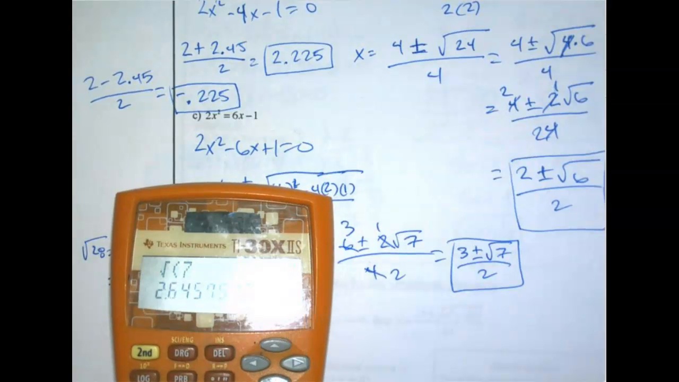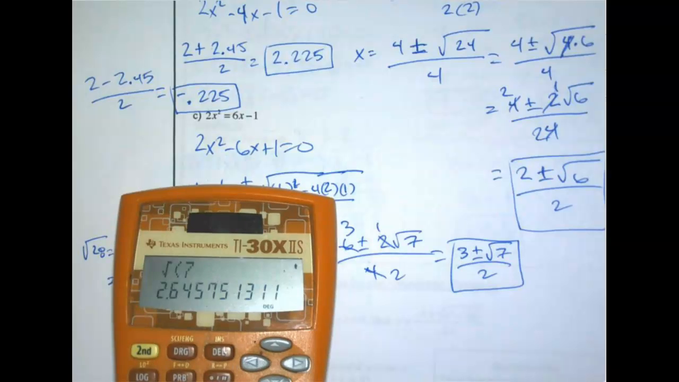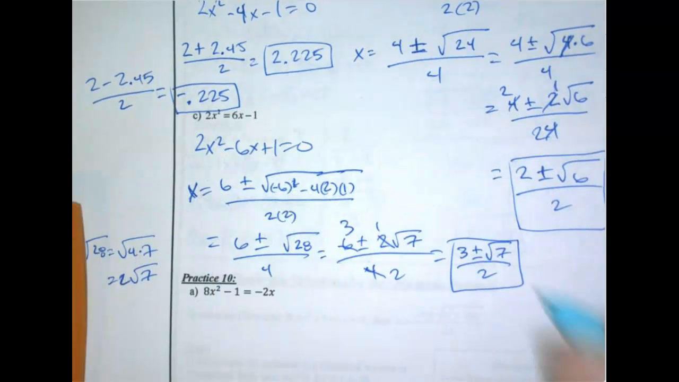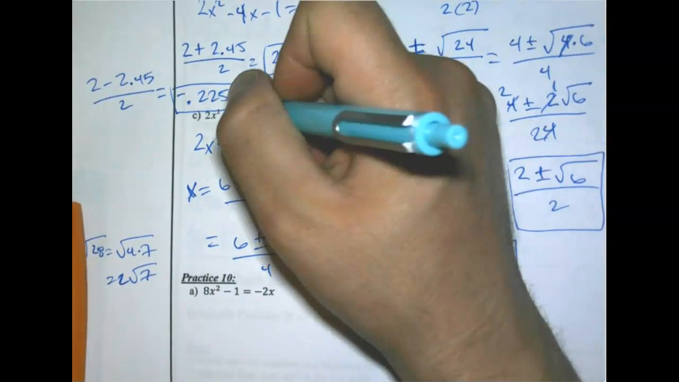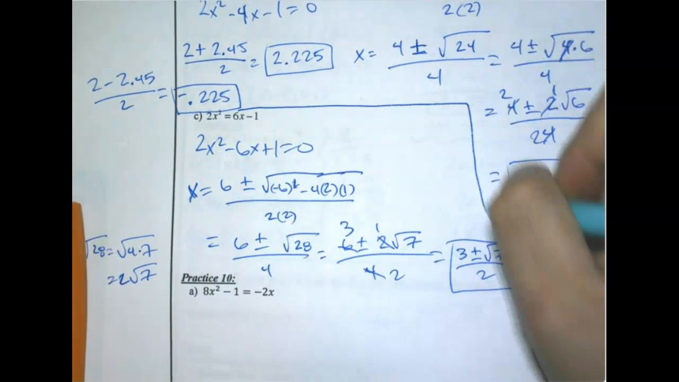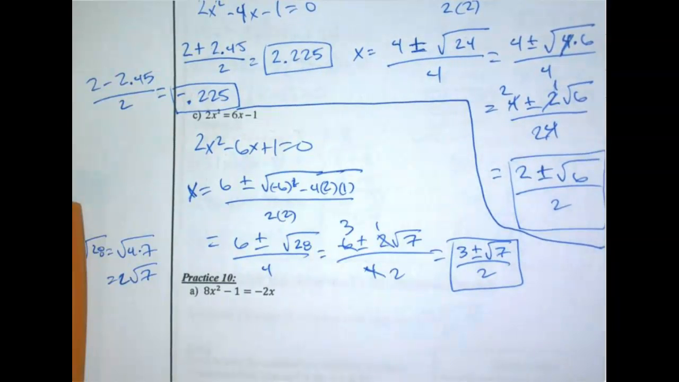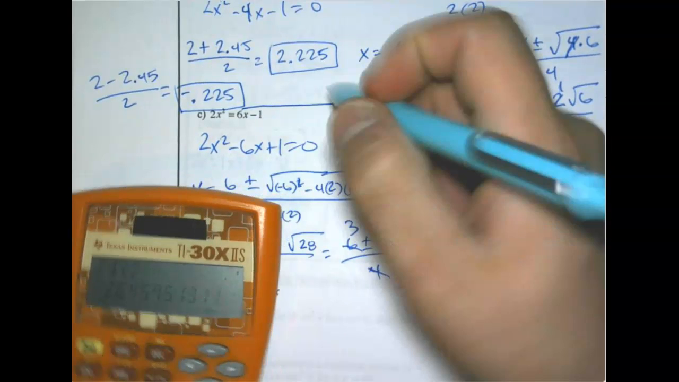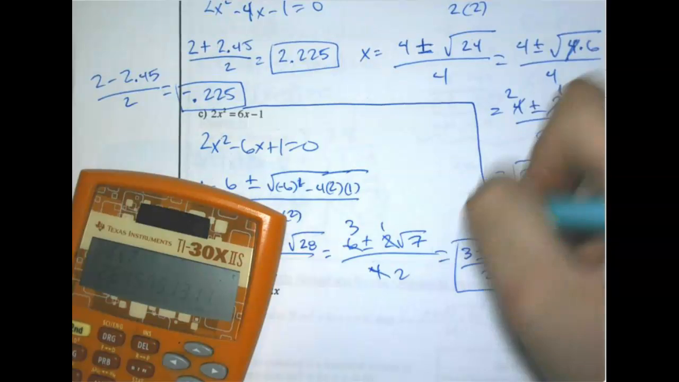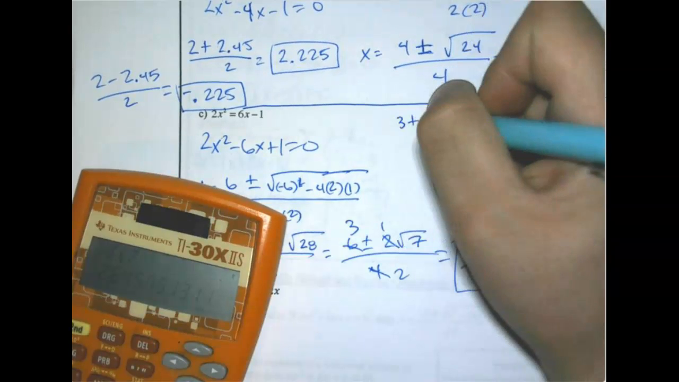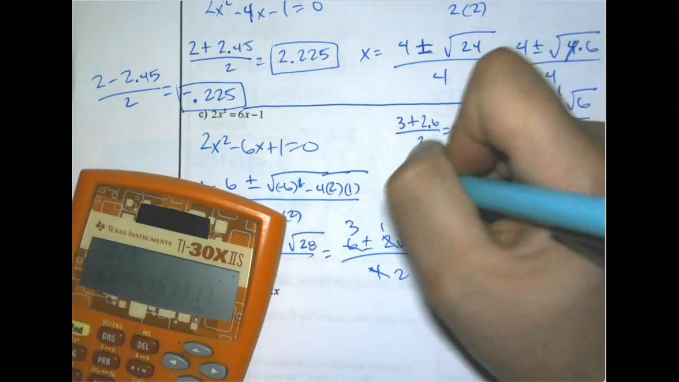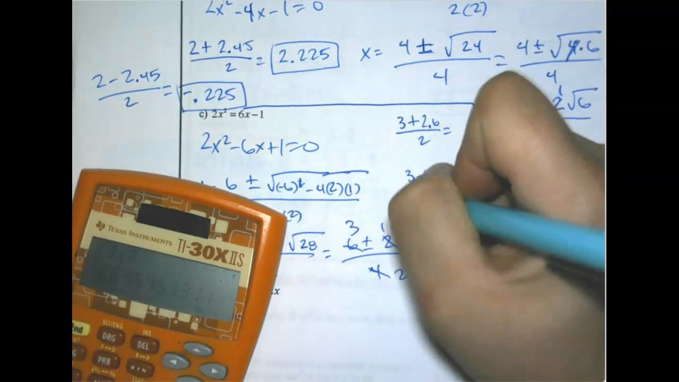2.645. Depending on what I'm doing, I might use a lot more decimal places, but I'm going to round this to 2.6. I just want to kind of emphasize the process here. The answer doesn't necessarily have to be super exact. So 3 plus, let me get back to that number, 3 plus 2.6 divided by 2. I'm going to finish this problem off up here. 3 plus 2.6 divided by 2, and then 3 minus 2.6 divided by 2.